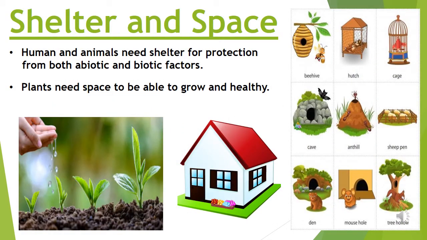The fourth thing is shelter and space. Humans and animals need shelter for protection from both abiotic and biotic factors. Abiotic factors are any non-living factors present in an ecosystem, for example, the wind, rain, temperature, and climate. Biotic factors are the living components of an ecosystem. These are the animals, plants, trees, grass, and bacteria.